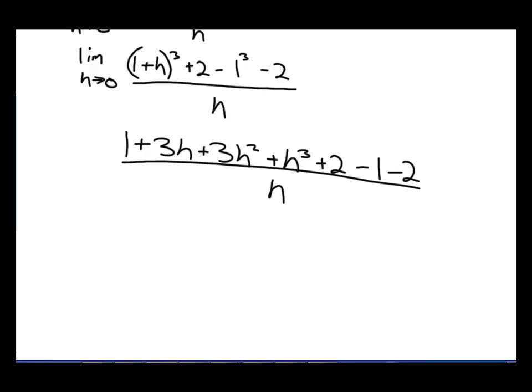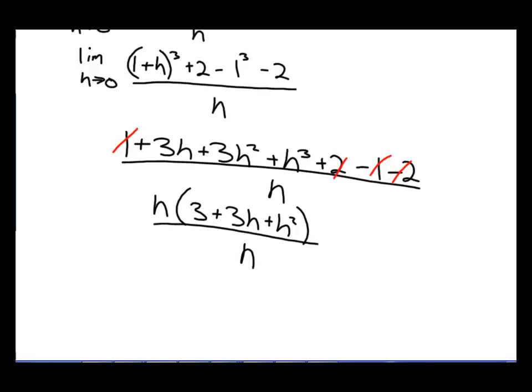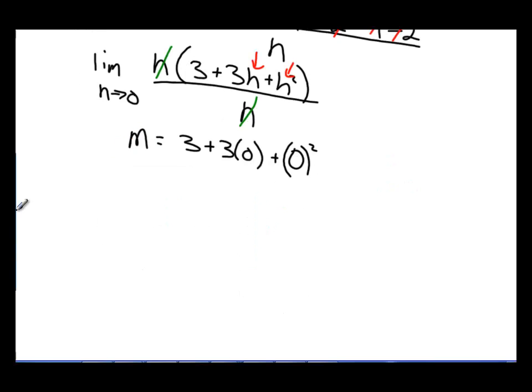minus 1 minus 2. This is all over our h. Let's see if we can cancel out some like terms. 1 and a minus 1 is 0. 2 minus 2 is 0. What's left can be factored. I can pull an h to the front: h times 3 plus 3h plus h squared all over h. The limit as h goes to 0. If I cancel out the h and the h, then we do a substitution, 0 in for h. We'll get 3 plus 3 times 0 plus 0 squared, which our slope would simplify to 3.